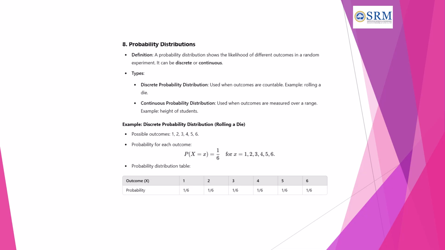On the other hand, a continuous probability distribution is used when the outcomes can take any value within a range, like measuring the height of students. So, probability distributions help us to understand the chances of different results happening in various situations.